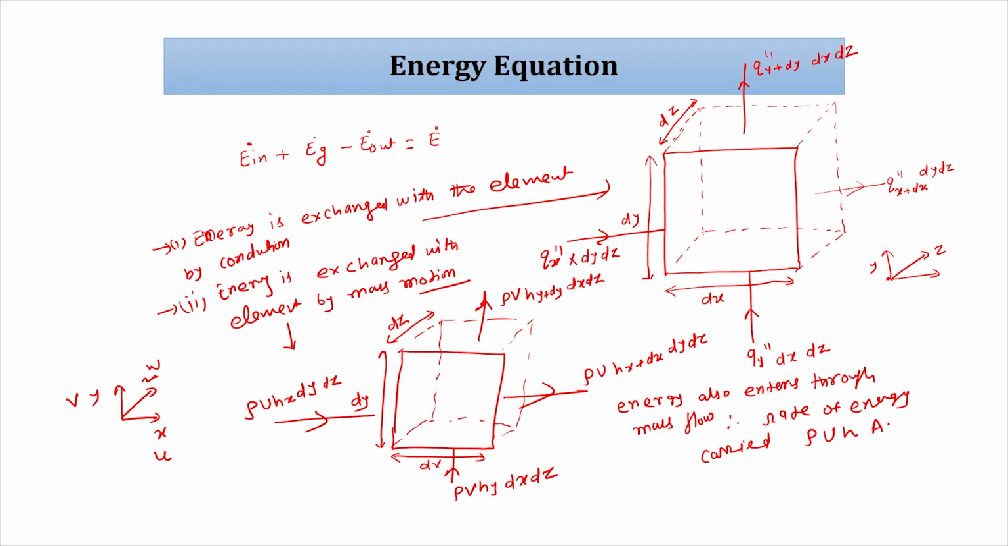One can be due to conduction. We have written that as heat flux into area, that is Fourier's law of heat conduction. Second, energy can be exchanged within the element by the flow. Let us assume that the element is moving. Why are we understanding this? It is very useful in casting and welding manufacturing processes. What is happening in casting and welding?